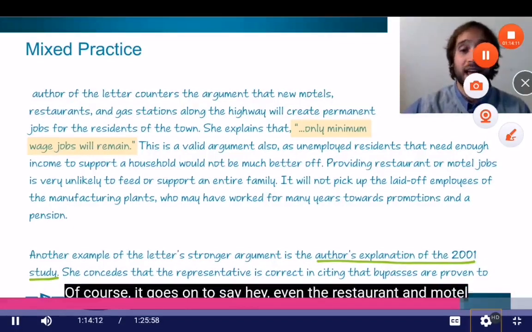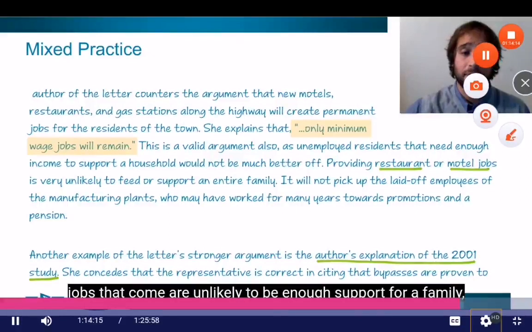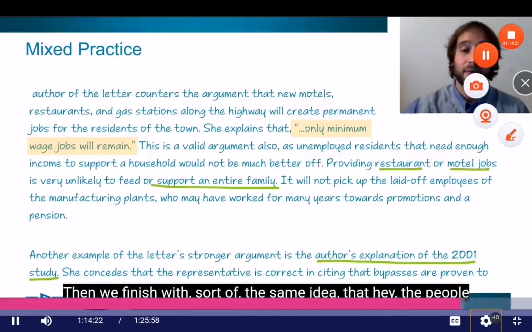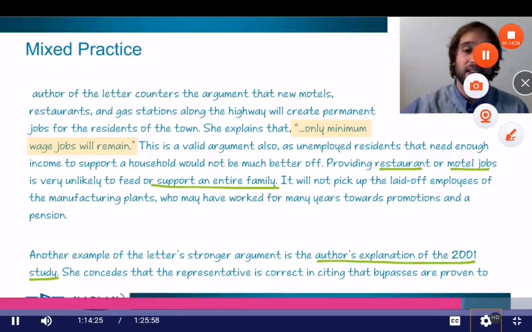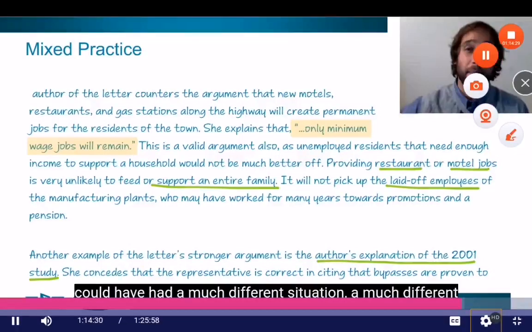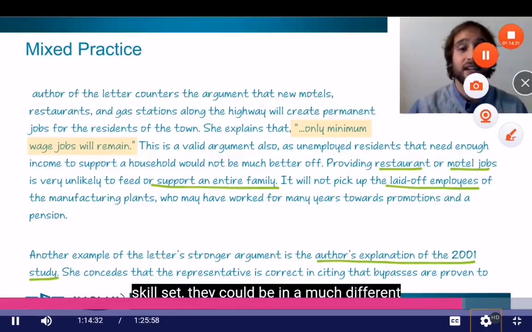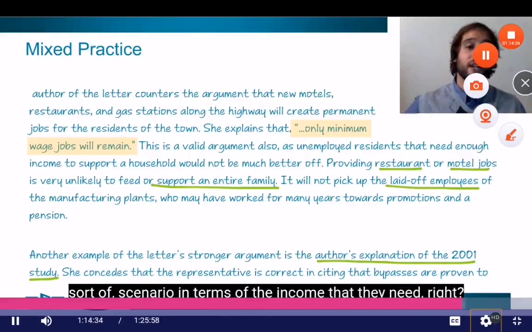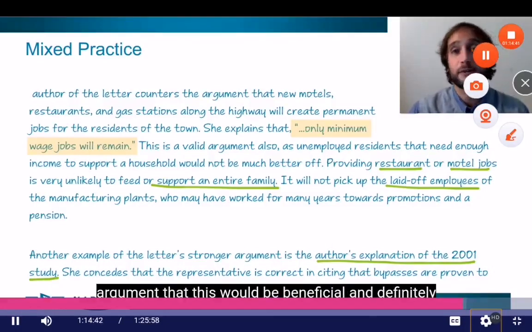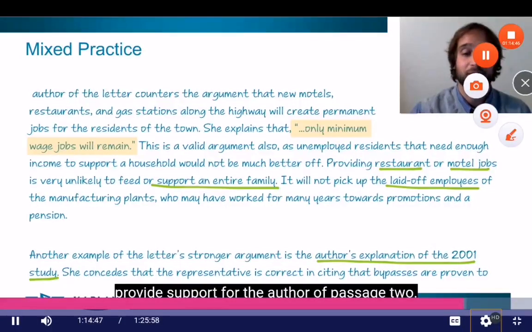Of course, it goes on to say, hey, even the restaurant and motel jobs that come are unlikely to be enough support for a family, right? Like, it's not the same as the manufacturing jobs. And then we finish with sort of the same idea that, hey, the people who were laid off from the manufacturing plants could have been in a much different situation, a much different skill set. They could be in a much different scenario in terms of the income that they need, right? So all those facts undermine Representative Wall's argument that this would be beneficial and definitely provide support for the author of passage 2.